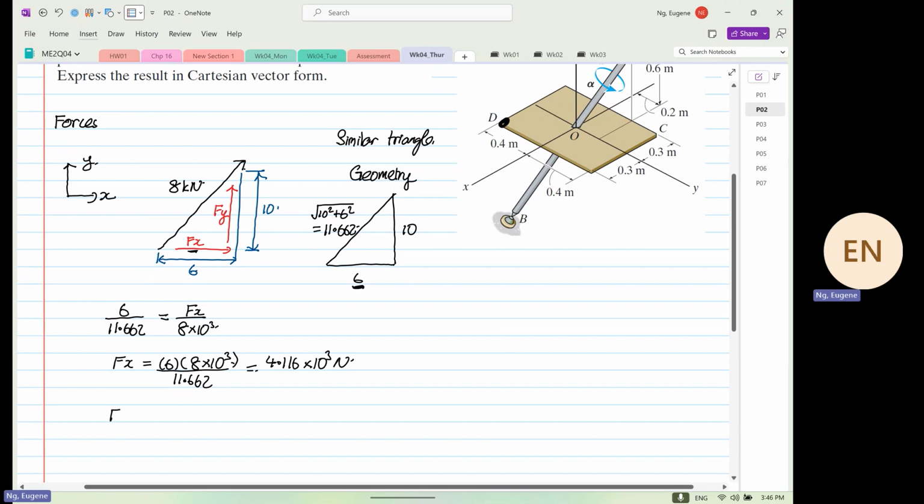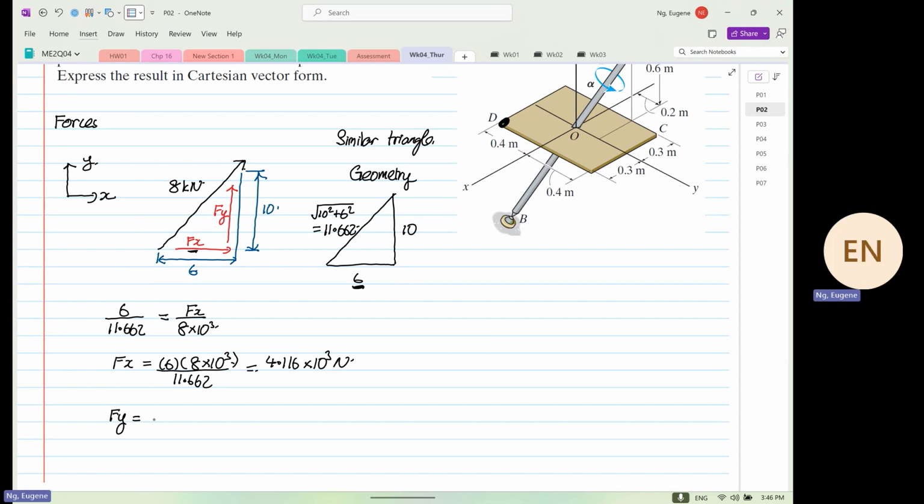So for us to find Fy, it is the same, so similar triangles again. Now this will be 10 multiplied by 8 times 10 to the power 3 divided by 11.662. So you get 6.86, 6.86 times 10 to the power 3 Newton.